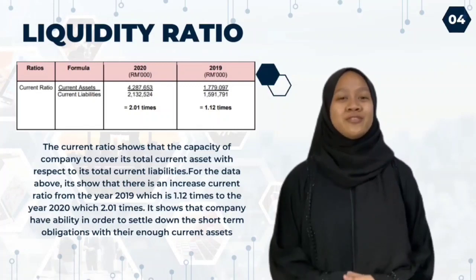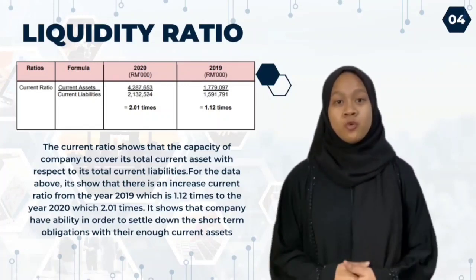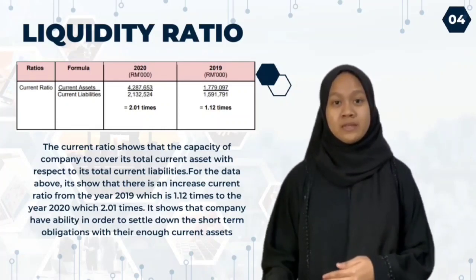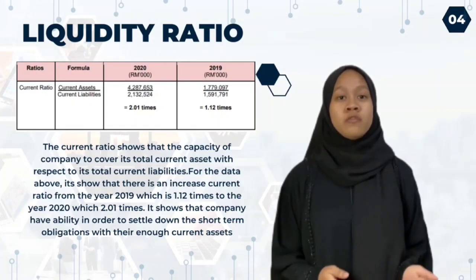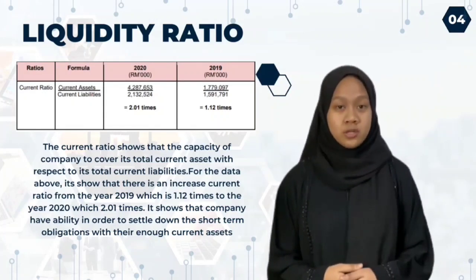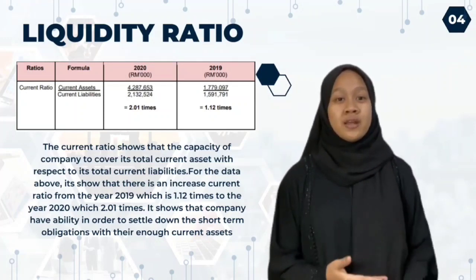I will go further to tell you about the liquidity ratio. To calculate the liquidity ratio, we need to calculate the current ratio, which is the current asset divided by current liabilities. Based on the current ratio of the Top Glove company, it shows the capacity of the company to cover its total current liabilities with its total current assets for the data above.